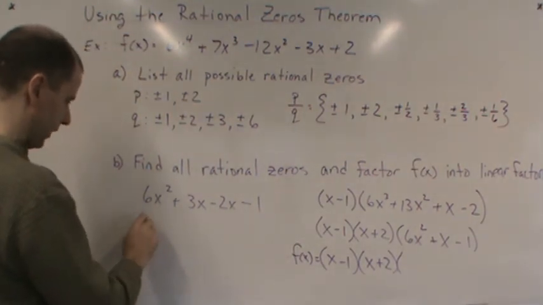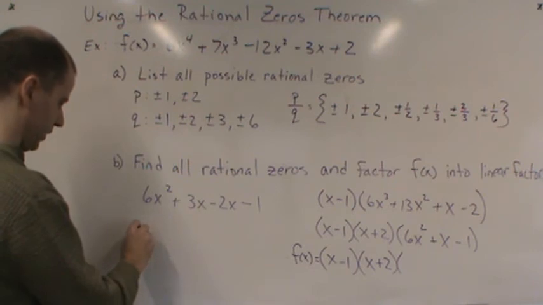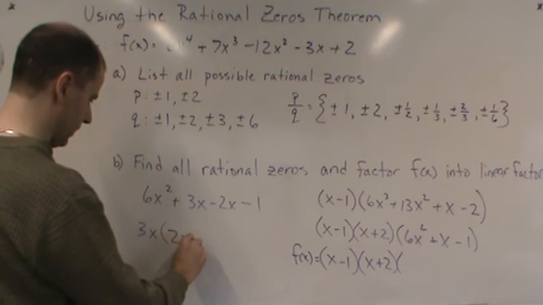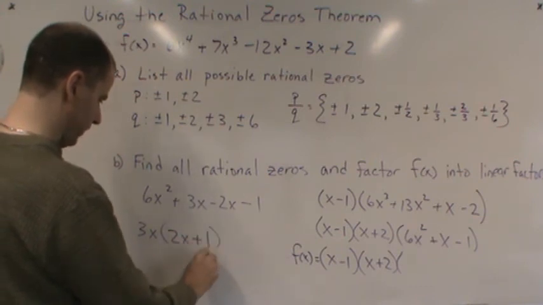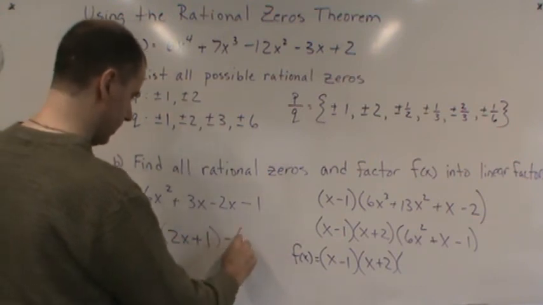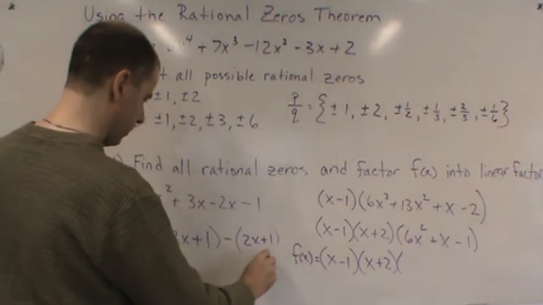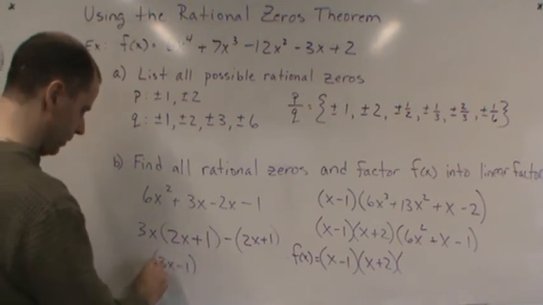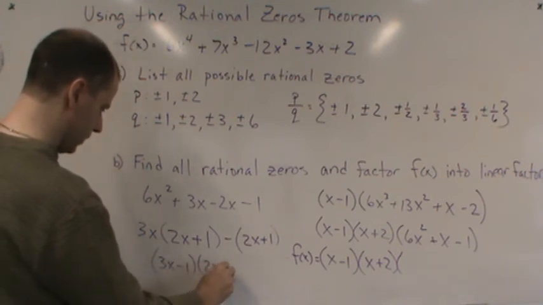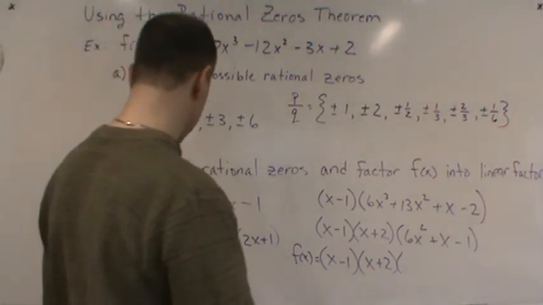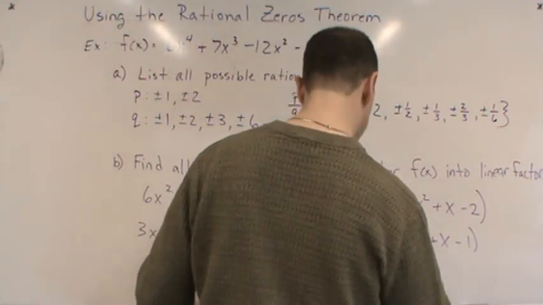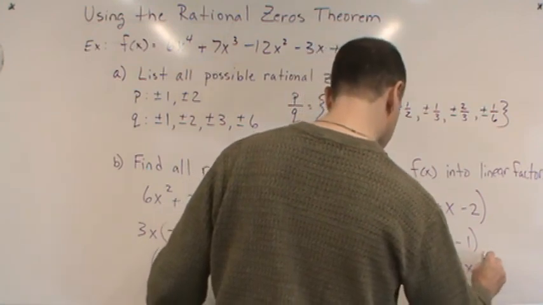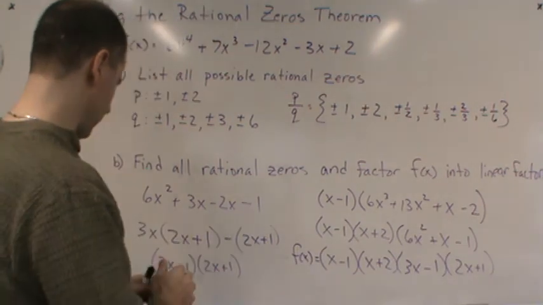And so this is going to factor, right? We're going to factor by grouping. So this is going to give us 3x times 2x plus 1, minus 2x plus 1. And so this is going to give us 3x minus 1 times 2x plus 1. And we're done. So this is 3x minus 1, and this is 2x plus 1. And this is our final answer.